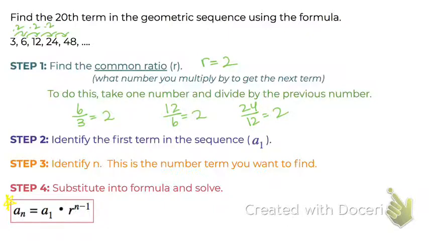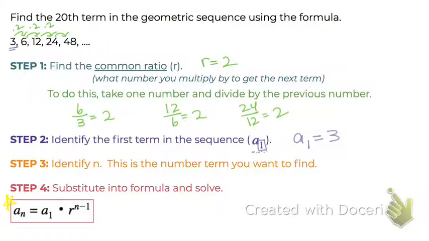The second step is to find out what A1 is. What this is saying is, what is the first term. The number here is saying what term it is in the sequence. So the first number in the sequence, and that's 3. The first term is 3.